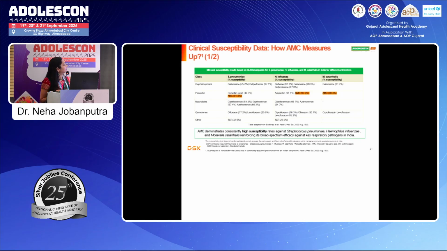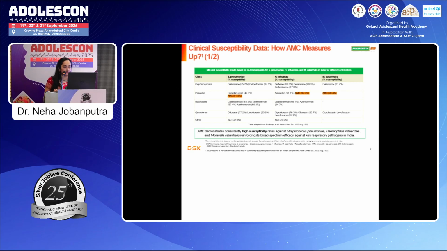When we look at the clinical susceptibility data, how does amoxicillin clavulanate measure up? For Strep pneumoniae, AMC gives us 91.8% susceptibility, for H. influenzae it gives us 97%, and for M. catarrhalis it gives us 98.4%. So we realize that AMC demonstrates consistently high susceptibility rates against Streptococcus pneumoniae, H. influenzae and Moraxella catarrhalis, reinforcing its broad-spectrum efficacy against key respiratory pathogens in India.